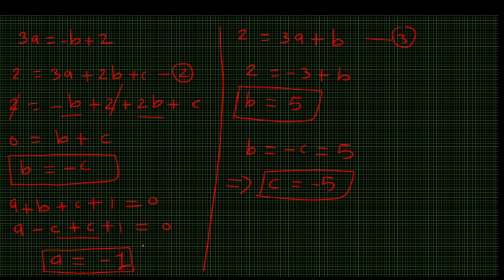Now we have a is minus 1, b is 5, and c is minus 5. Now just taking squares, (minus 1) square is 1, 5 square is 25, and (minus 5) square is 25. So final answer a² + b² + c² is equal to 51. Here is our final answer.